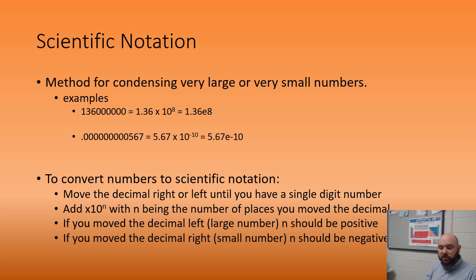To convert numbers to scientific notation, you take the decimal and move it right or left until you have a single digit number. To that single digit number, you add times 10 to the n, with n being the number of decimal places you moved. If you move the decimal left because you were converting a large number, then your n should be a positive number. If you move the decimal right because the number you were trying to convert was a very, very small number, then n should be negative.